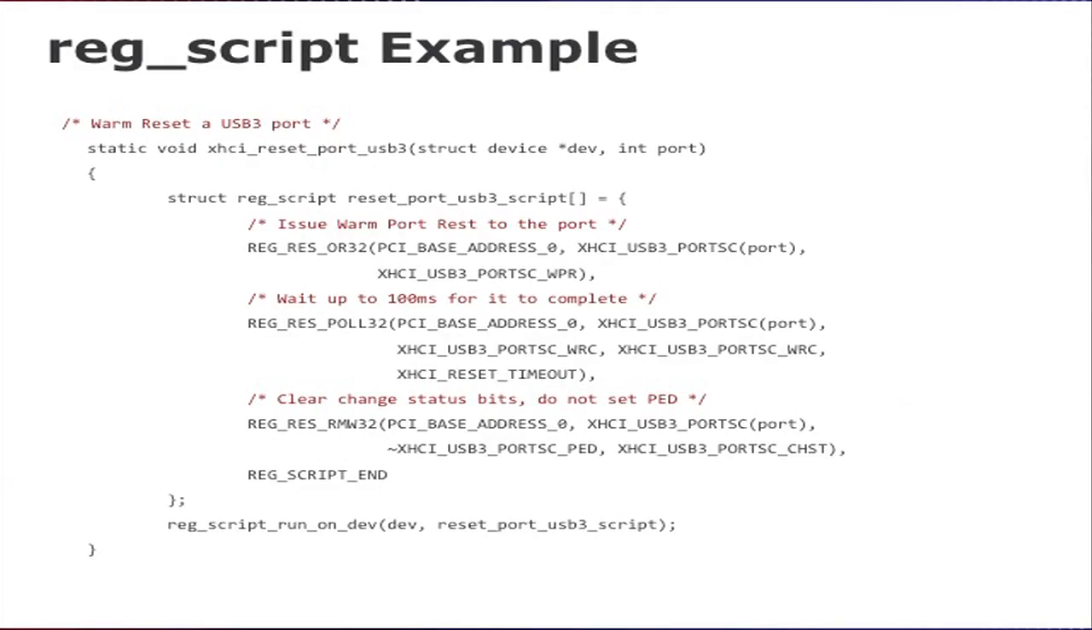A very simple example of how this works: this is a function to reset a USB 3 port. It passes in the device for that USB controller and the port number that you want to reset, and this will issue the warm reset to the BAR within that device, wait for up to 100 milliseconds for it to complete, and then clear the status bits and move on.